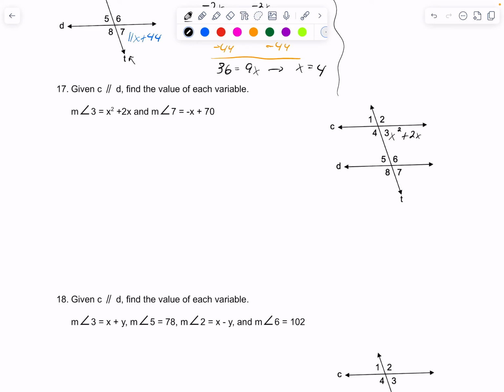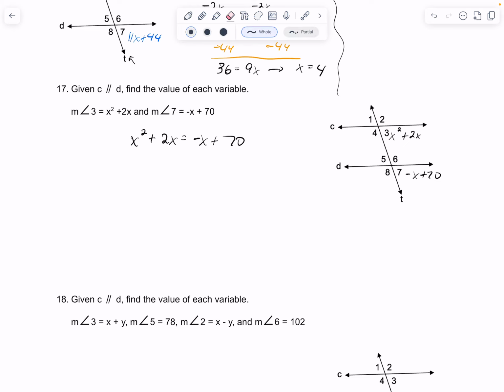And angle 7 is the opposite of x plus 70. All right, and these are corresponding angles. So if lines are parallel, then corresponding angles are congruent. So I'm going to set those equal to each other. x squared plus 2x equals the opposite of x plus 70.